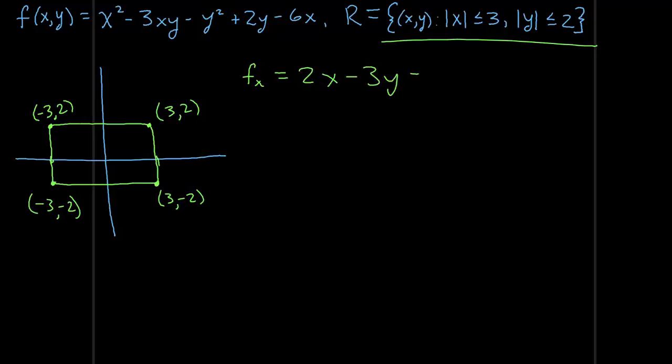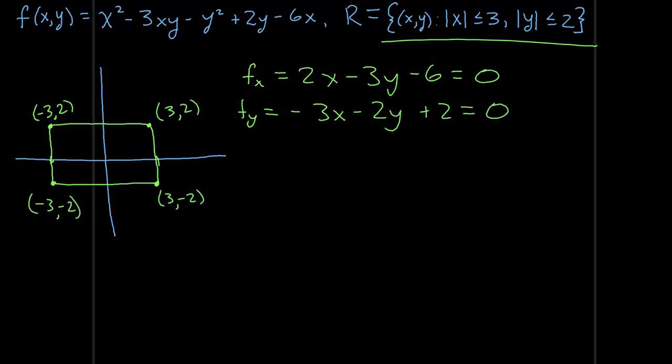Let's see here, minus 6. And that's got to equal 0. And then we take the partial with respect to y. And that's going to be negative 3x minus 2y plus 2 equals 0. So both of those things have to be true. And then we'll get an x and a y, and then we can use our discriminant to see if it's a max, min, or saddle.